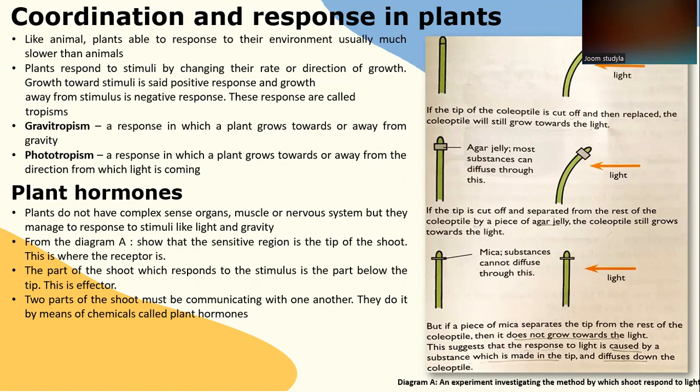Gravitropism, a response in which a plant grows towards or away from gravity. Phototropism, a response in which a plant grows toward or away from the direction from which light is coming.